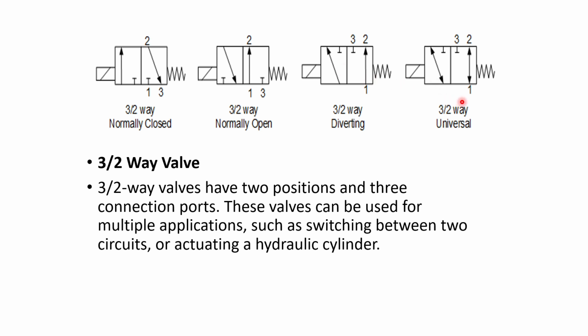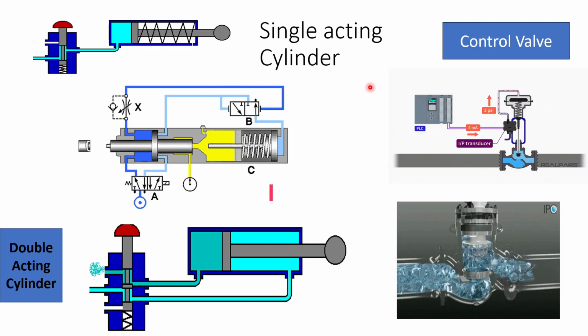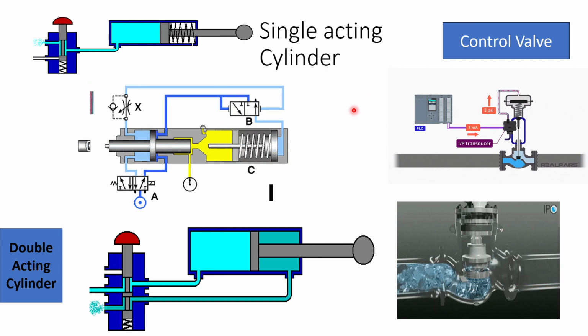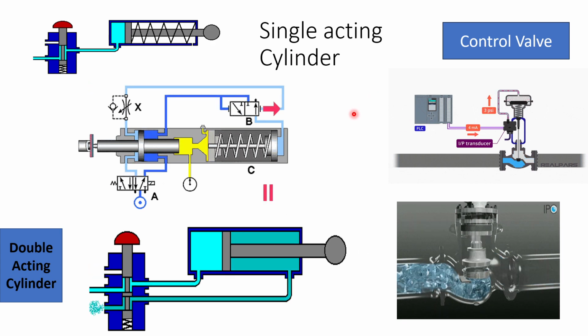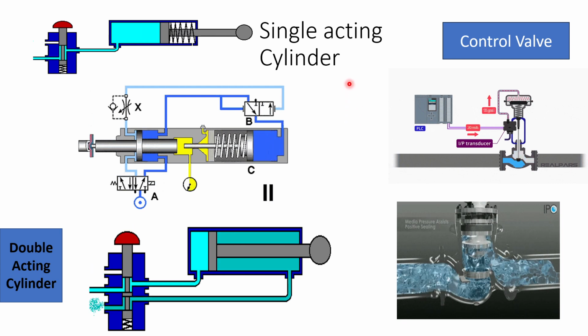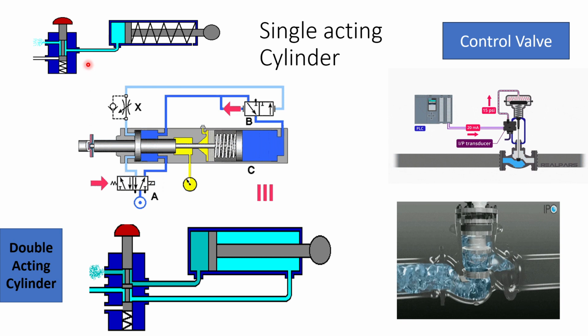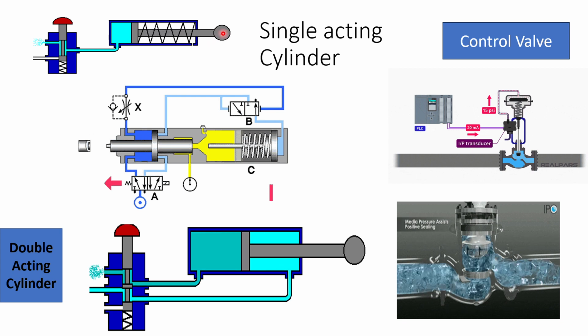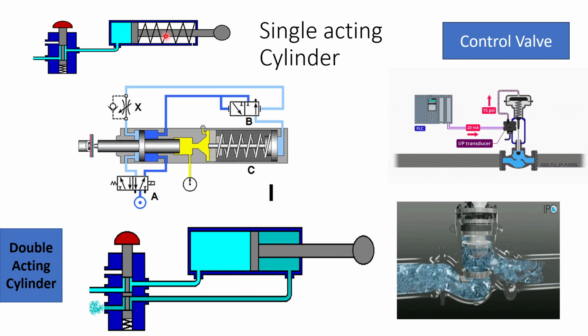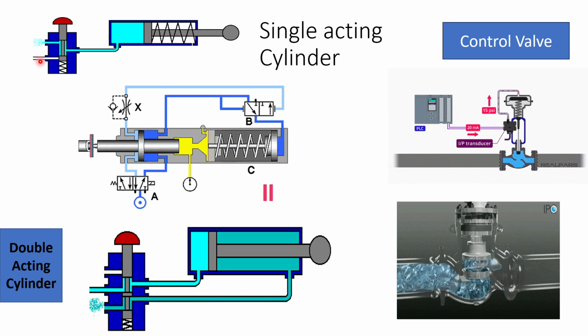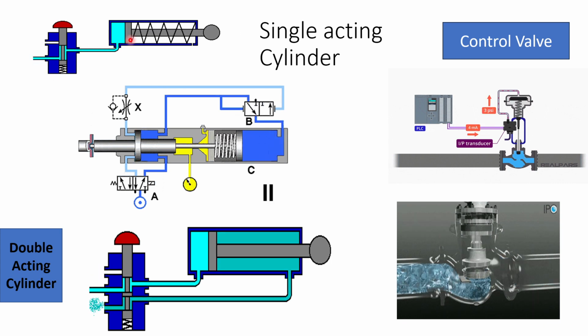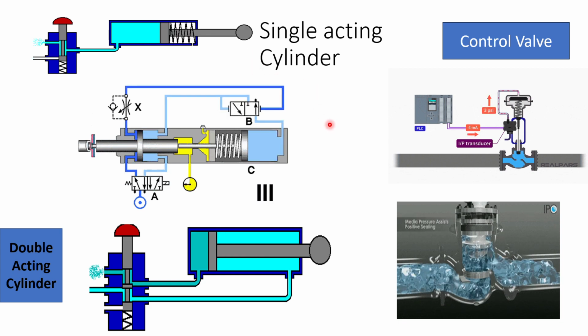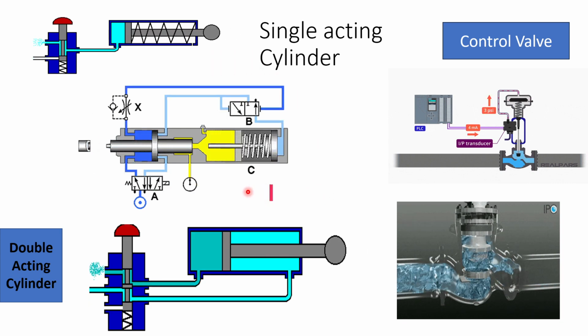So whatever is coming, you can divert either to the left side or right side, and this is the universal valve which can be used for any type of operation. Now here we are able to see the different working of the different types of cylinders. On top we see a spring loaded cylinder. See, a spring is pushing the piston in the cylinder to the left hand side, and when the air is coming up, it is moving towards the right side.